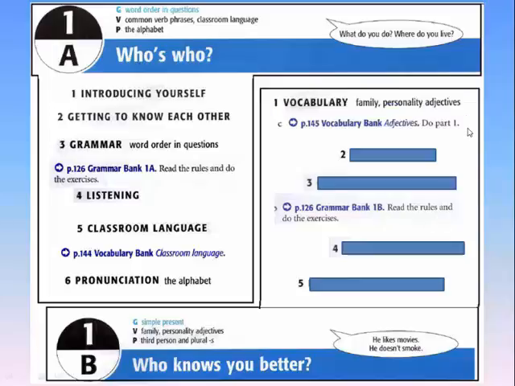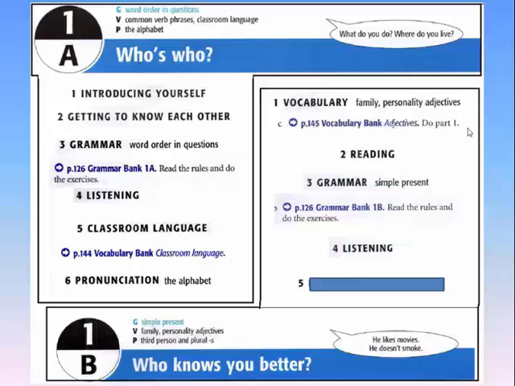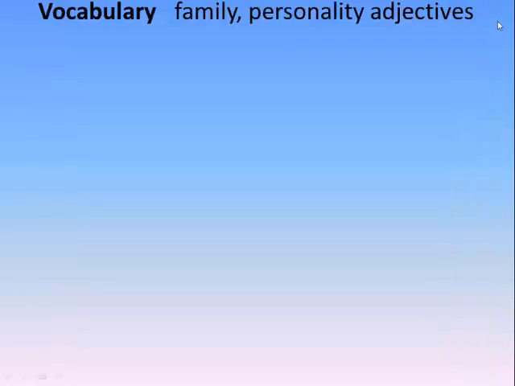We will do this by studying vocabulary, we will do a reading, then we will go to the grammar point, then we will do a listening to practice all this together, and finally the pronunciation of the letter of words that end in S. Let's start the unit. The first section reviews and presents new vocabulary on family and personality adjectives.